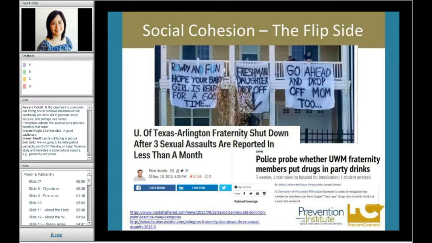Oh, I just saw my friend Lori Hart asking if there are ways to measure social cohesion, and the answer is yes. There are measures, and if you want to email me, Lori, I can get you one if you need it. Great.